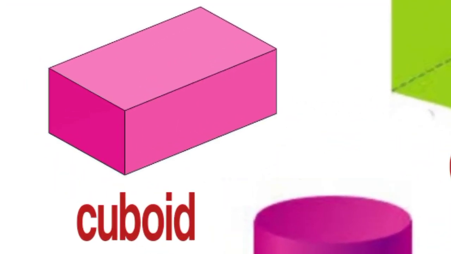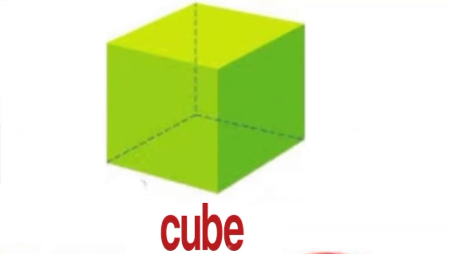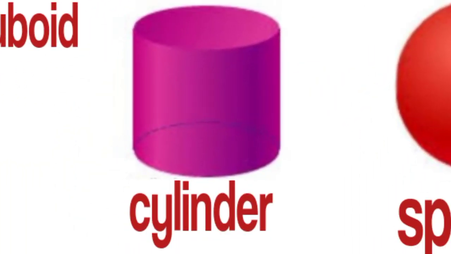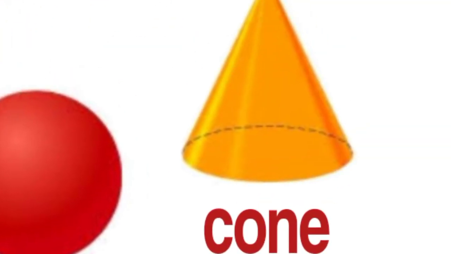The first one is cuboid. Second one, cube. And the third one, cylinder. Fourth one, sphere. And the last one, cone.